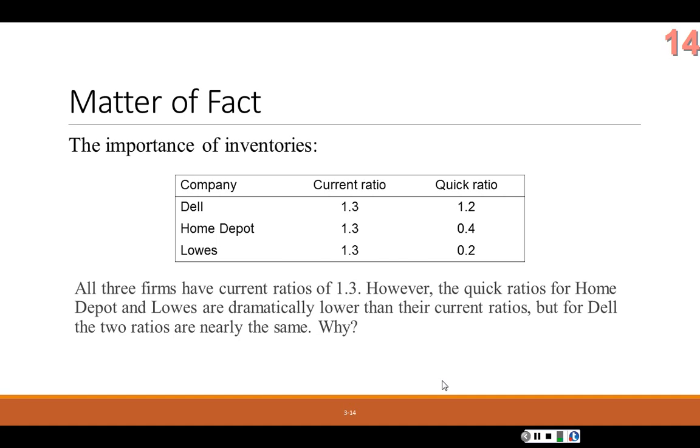Home Depot and Lowe's are in a different category. When you look at Home Depot and Lowe's, they have humongous stores with tons of inventory, things such as lumber and siding, things that aren't going to lose a lot of value. So it makes sense that their quick ratio is significantly lower than their current ratio because they are holding large amounts of inventory.